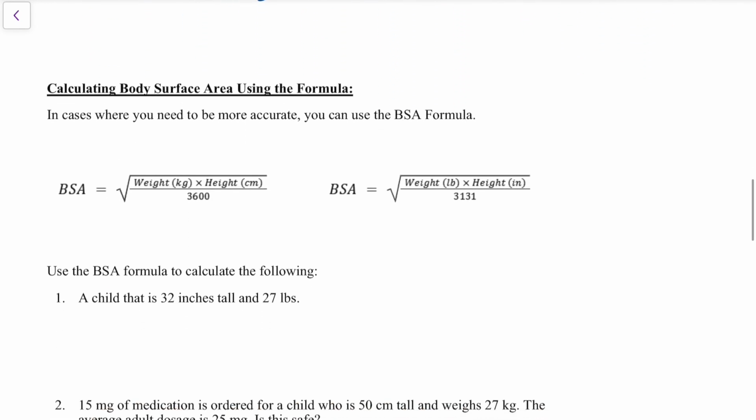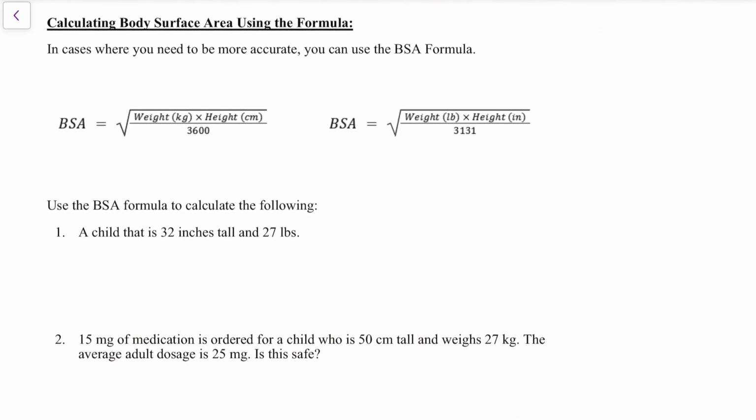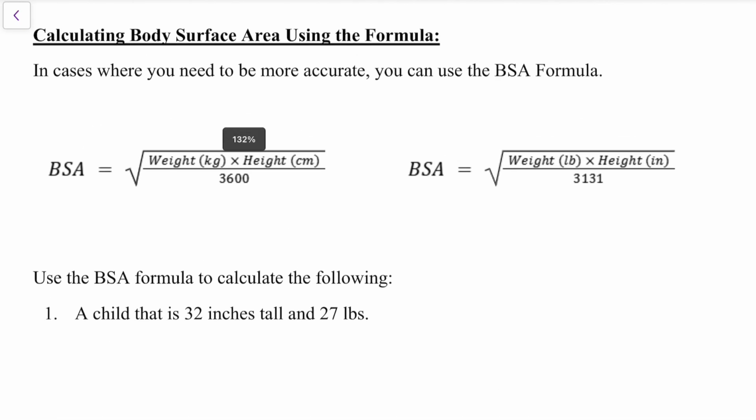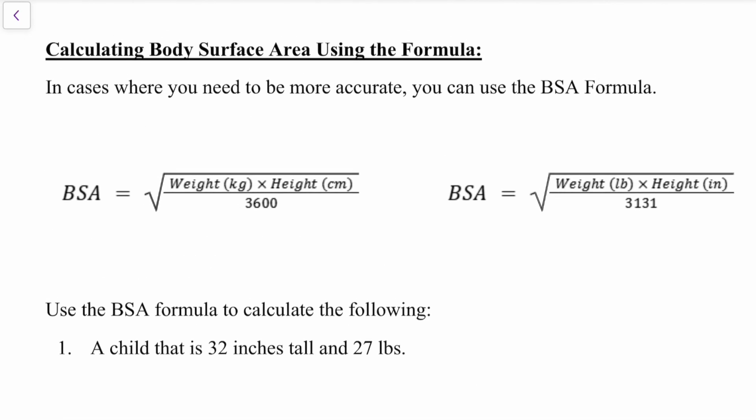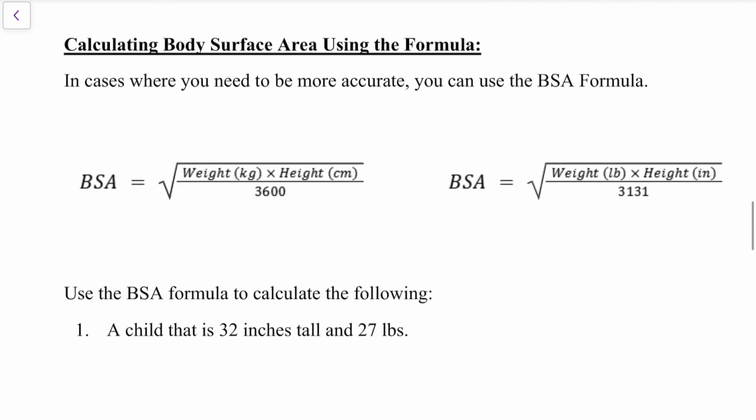All right, so if we need to be more accurate than what the nomogram can do for us, we're going to use the formula. Now, there's two different formulas based on whether you're using the metric system or the imperial system. So if you're looking at the metric system, using kilograms and centimeters, you're going to times their height and weight together, divide by 3,600, and then take the square root of that number. And if you're using pounds and inches, it's the same idea, but you're dividing by 3,131. So you're just dividing by a different amount.